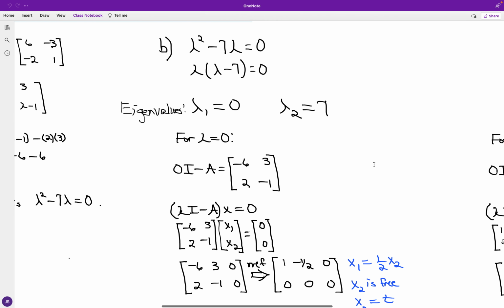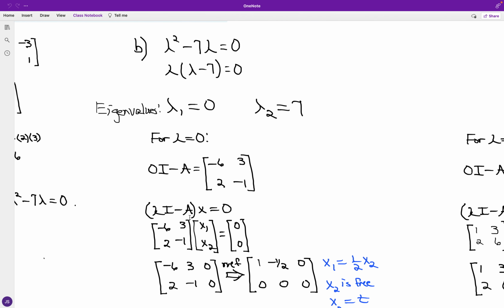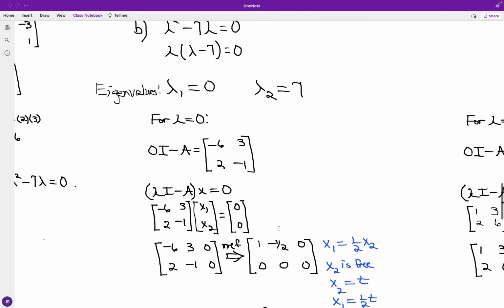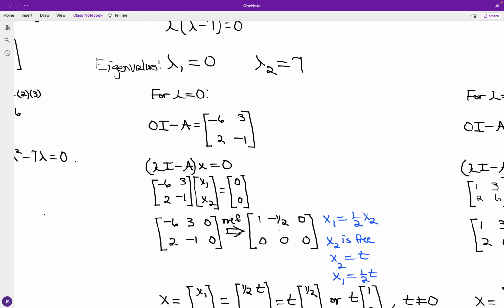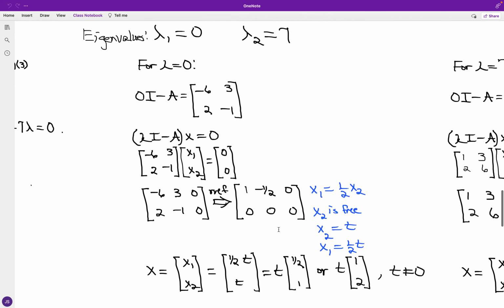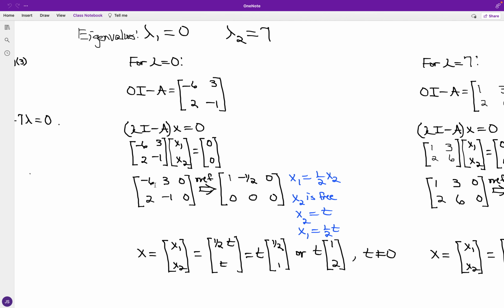And so for lambda I minus A times the eigenvector x of 1, x of 2, for the product, that is going to be equal to 0. And just setting up as an augmented matrix, we have negative 6, 3, 0 to negative 1, 0.